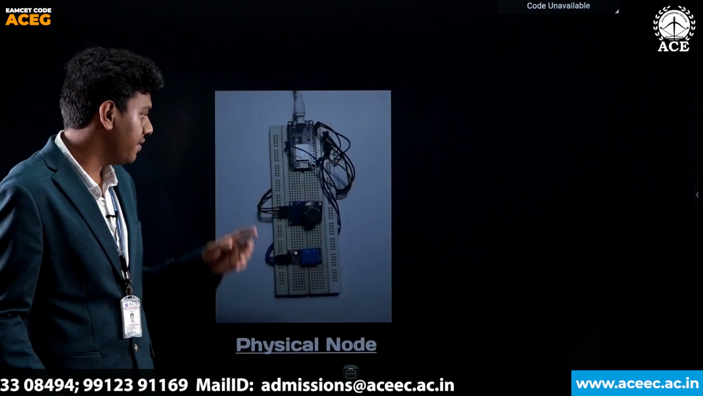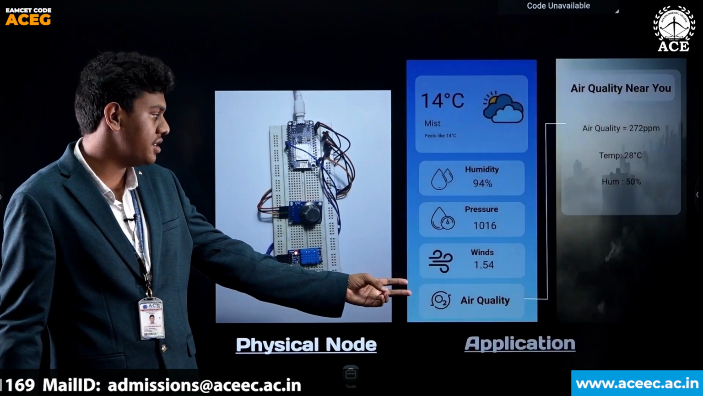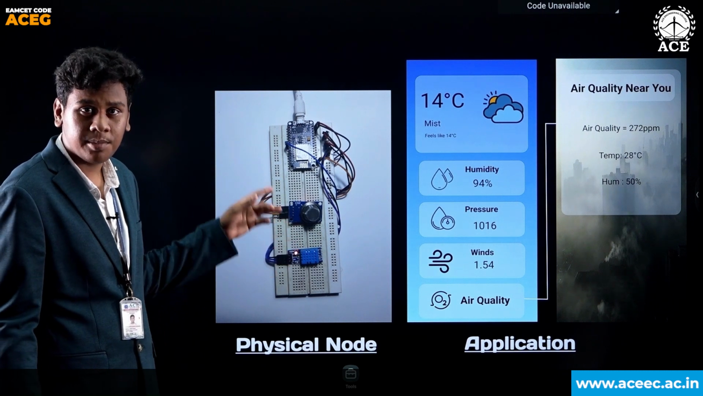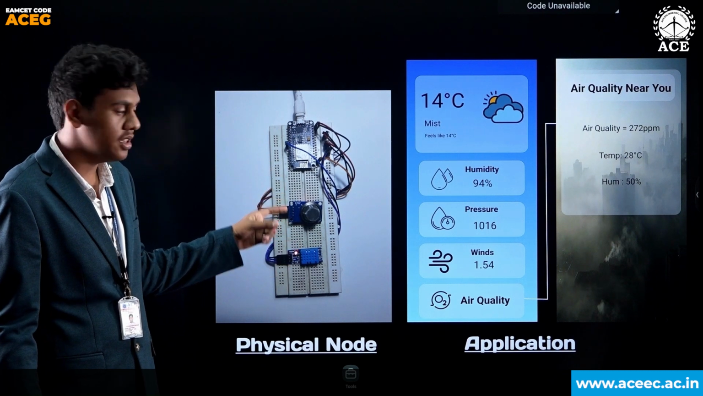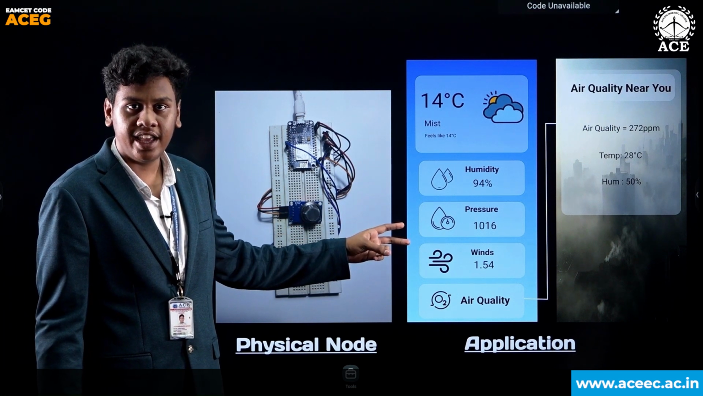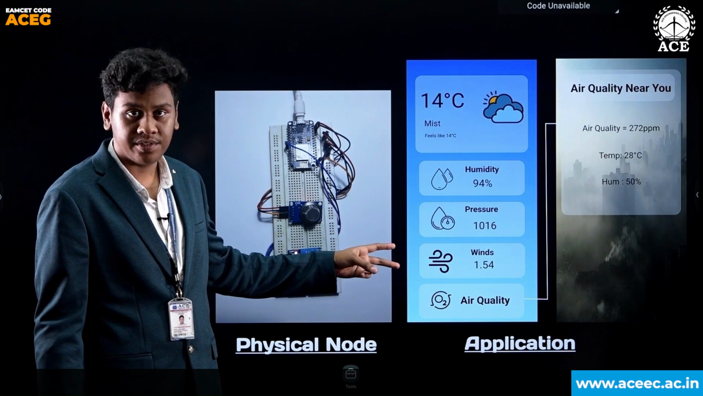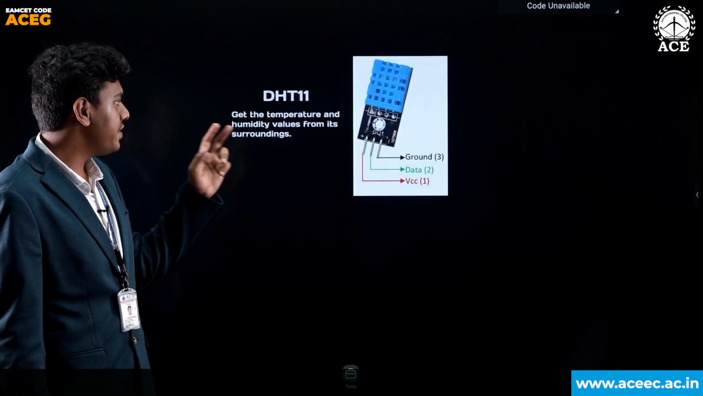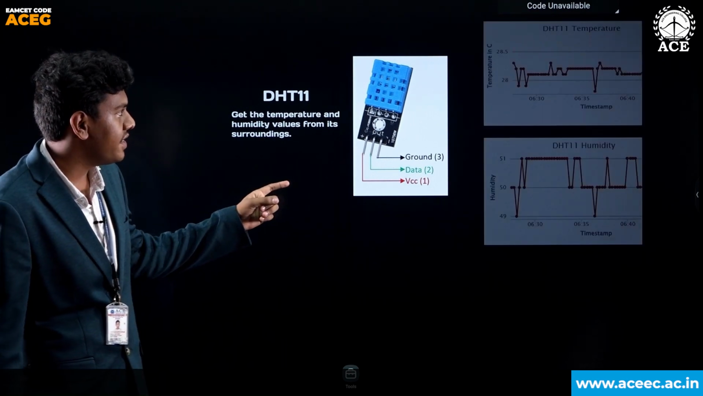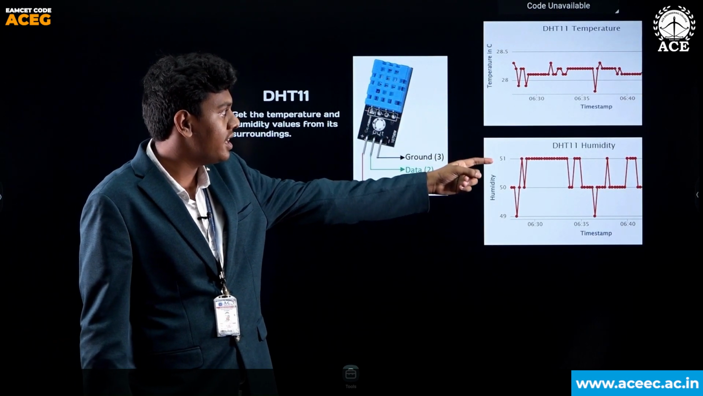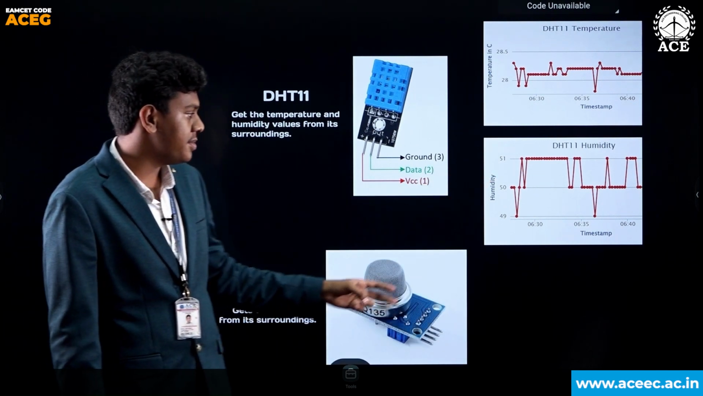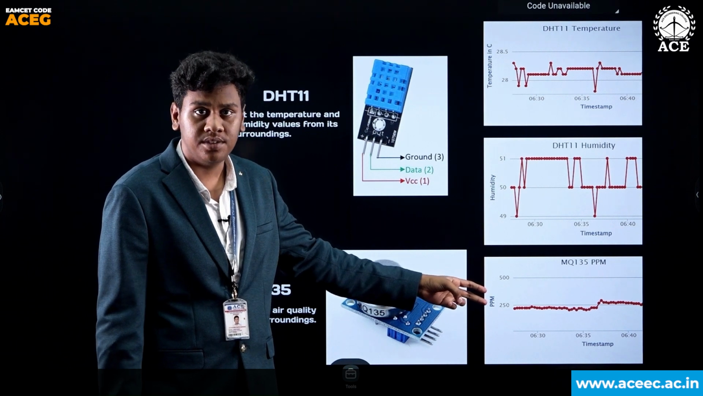We have two parts. One is a physical node, another is an application user interface. In the physical node, I have used two sensors and a microcontroller which is Wi-Fi enabled. In the application user interface, I have used Kotlin and XML to develop a user-friendly interface. In the physical node, as I mentioned earlier, there are two sensors. One is a DHT11 sensor, which gives me temperature and humidity values. And another is MQ135 gas sensor, which gives me air quality index values.